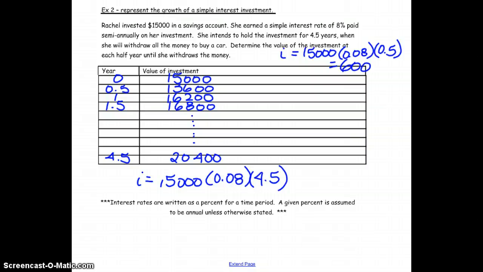Note that interest rates are written as a percent for a time period. A given percent is assumed to be annual unless otherwise stated. So make sure that you know that it's annual, but here in this question it says every half year. So that's why you're doing it per half a year.